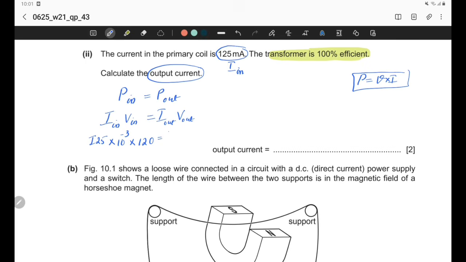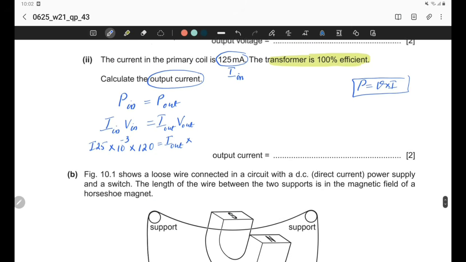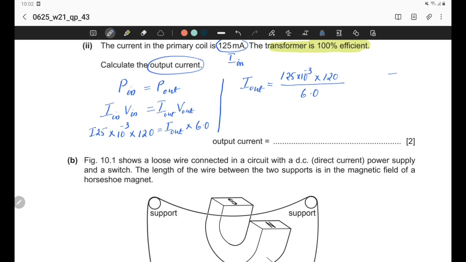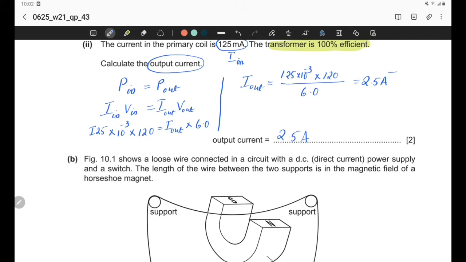That will be equal to output current, which we don't know, times output voltage, which we calculated in the previous session, that is 6 volt. So in order to calculate output current, we can make I out the subject. So we will get 125 times 10 to the power minus 3, that is the current in the primary coil, times 120, that is the voltage in the primary coil, over 6, that is the voltage in the secondary coil. And the answer is 2.5 ampere. So we can write the output current is 2.5 ampere. Part B.